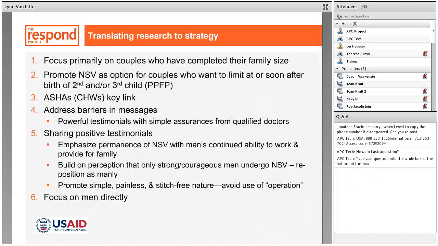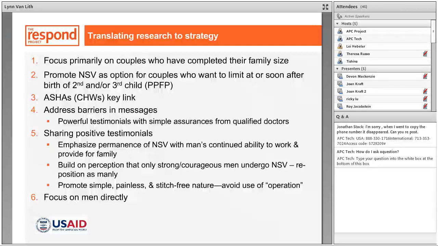So on the next slide, we really tried to translate this learning and these insights into a strategy related to demand generation. The focus was primarily on couples who have completed their family size, and really trying to promote vasectomy as an option for couples who want to limit at or soon after the birth of their second or third child, related to postpartum family planning, since that is the norm in terms of family size in the areas where we were working. We worked with ASHAs, accredited social health activists, who are essentially community health workers, as a really essential link at the community level, and tried to address some of the barriers that came up.